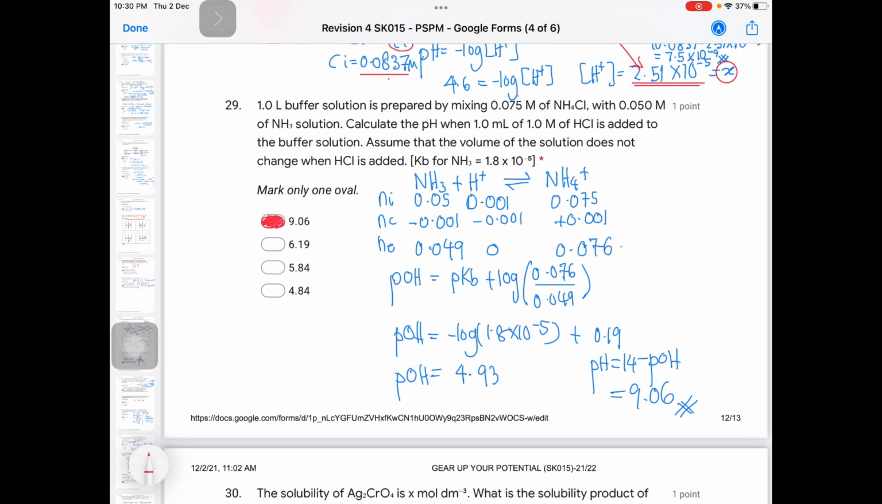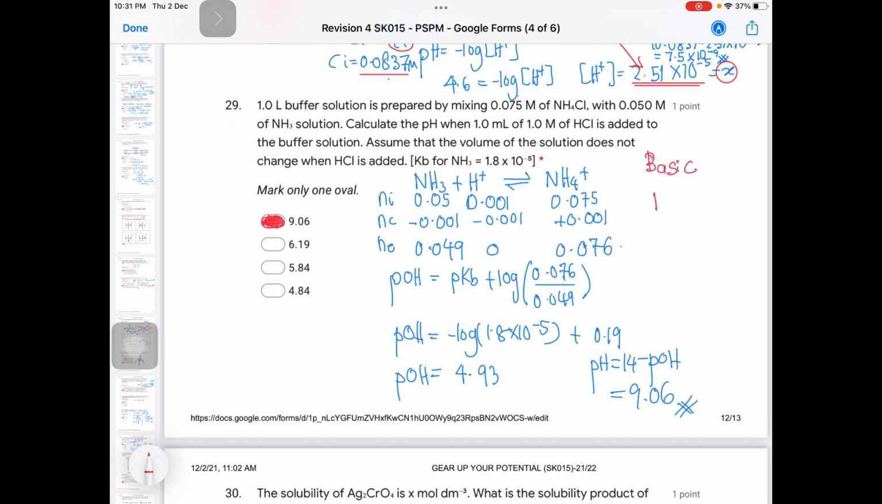Okay, kita tengok question 29 ataupun 26 lah. 1 liter buffer solution is prepared by mixing 0.075 molar of ammonium chloride with 0.05 molar of ammonia. Calculate the pH when 1 milliliter of 1 molar HCl is added to the buffer solution. Assume that the volume of solution does not change when HCl is added. So ini kita akan gunakan the change in pH bila kita masukkan HCl. Jadi ini merupakan basic buffer solution.